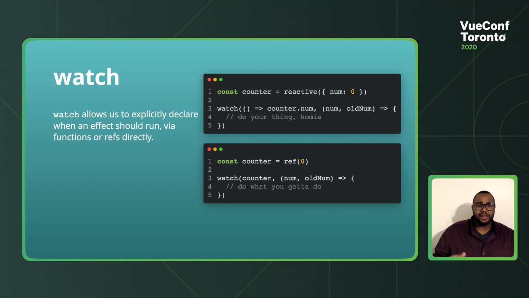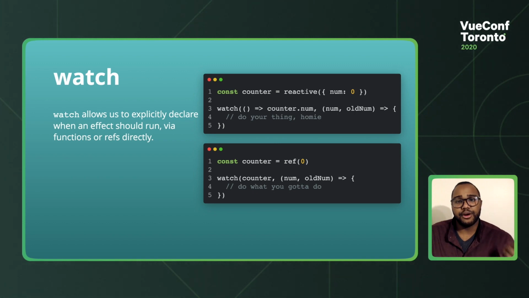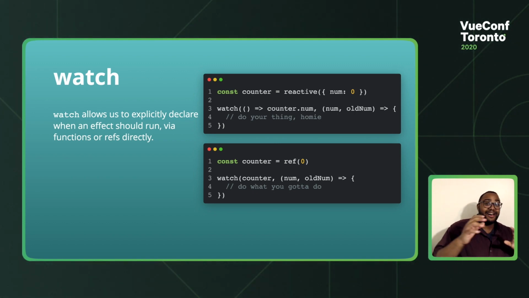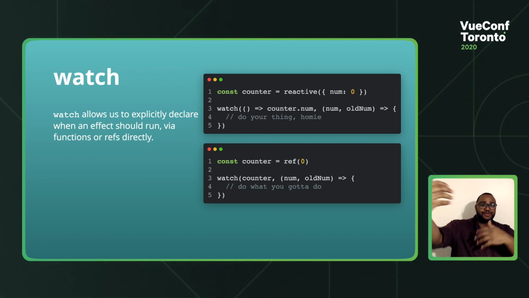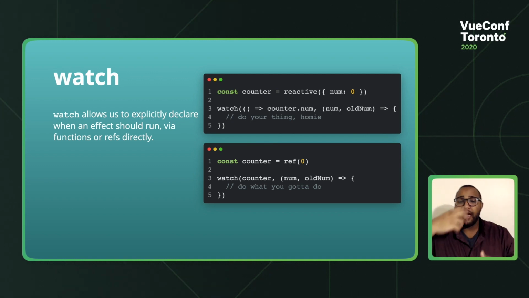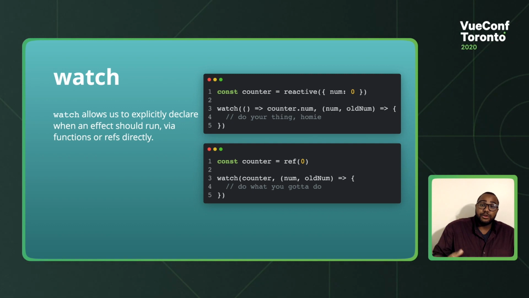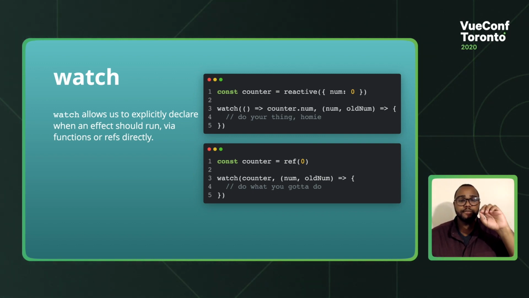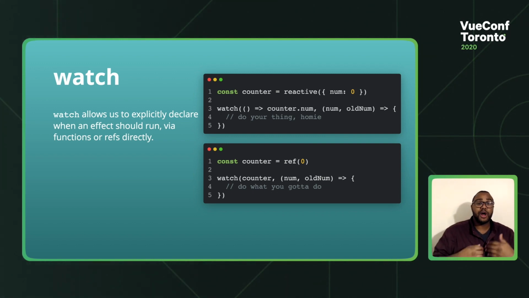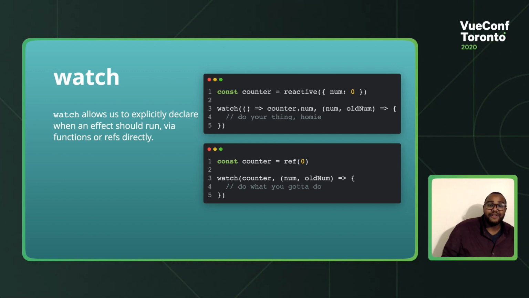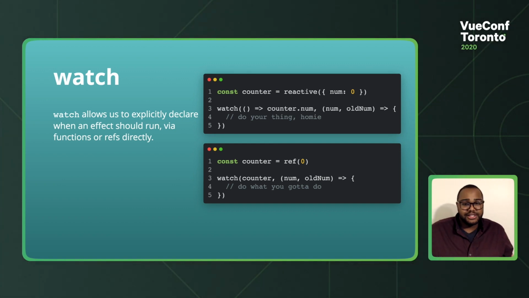The first way is via function, where you can return a reactive value. In this case, we say const counter is, again, this reactive object with the value num. And we can just return a function that accesses num. Then you get, as the first argument, that number, and as the second argument, the old number. You do your thing. And then the second way is you can straight up just watch a ref. And you can get, again, the current value and the old value. And you can do what you got to do. Whatever you want to stick in there is going to work.